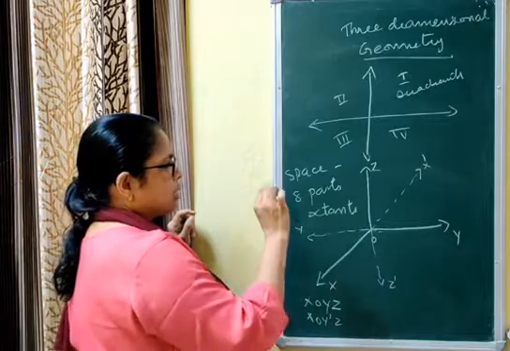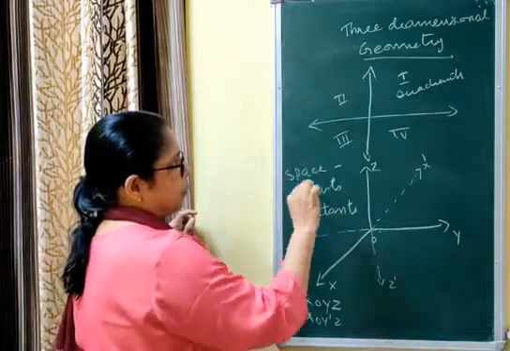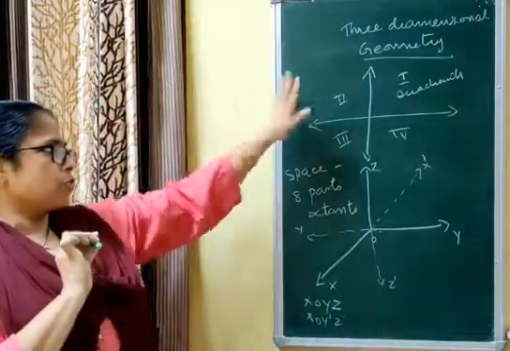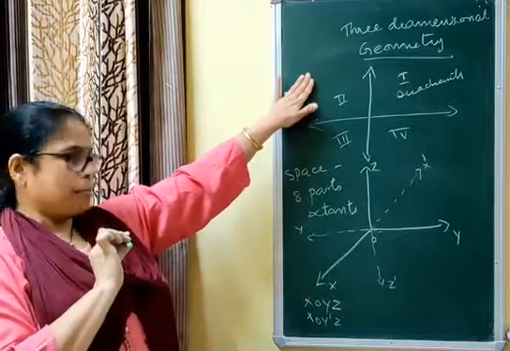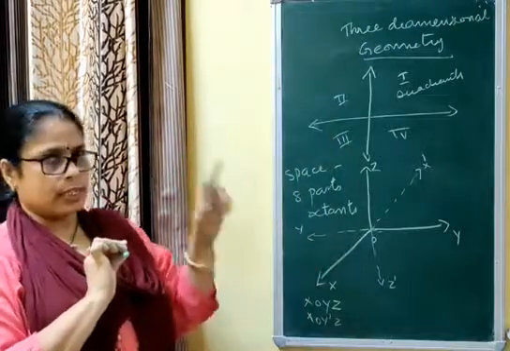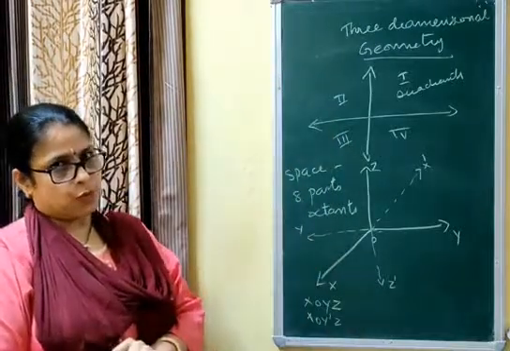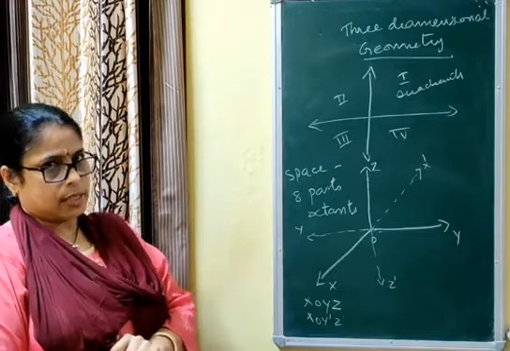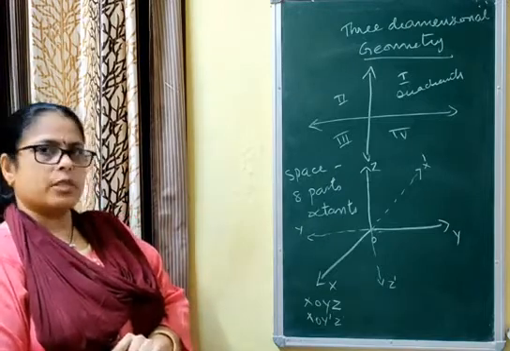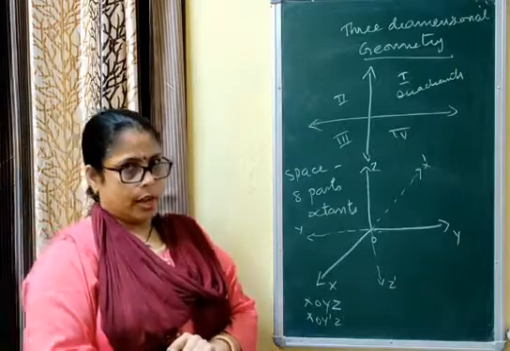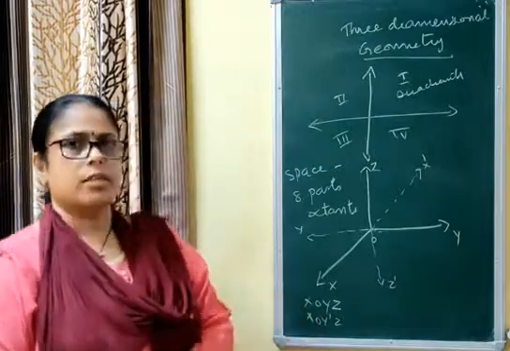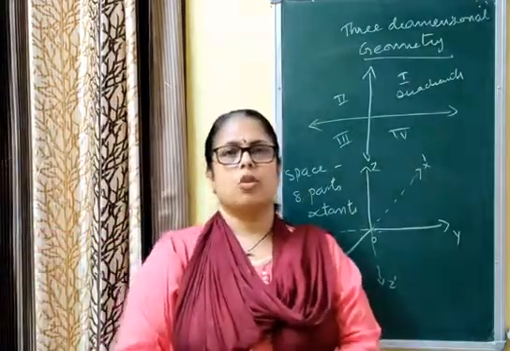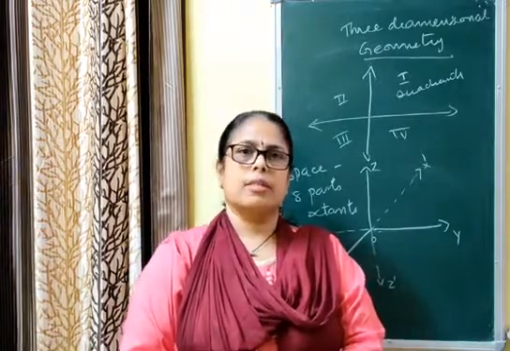That means I have just introduced the topic of 3-dimensional geometry. For that, first of all, we explained 2-dimensional geometry. In 3-dimensional geometry, there are 3 axes: the x-axis, y-axis, and z-axis, and they divide the whole space into 8 parts called octants. We will continue this chapter in the coming class. I hope that you understood today's topic. See you again in the next class. Thank you.